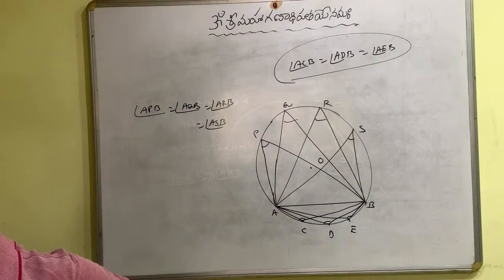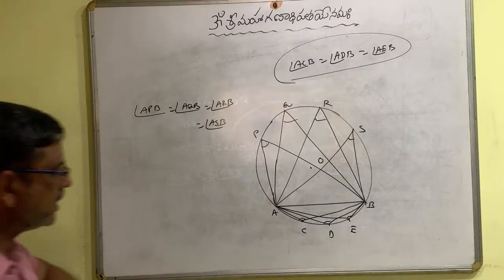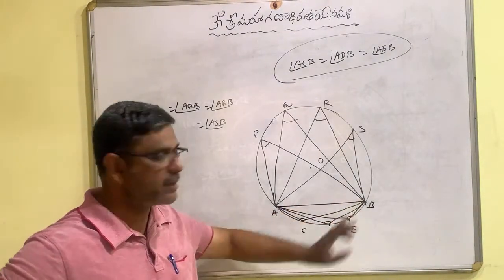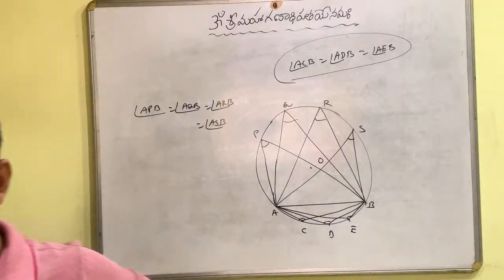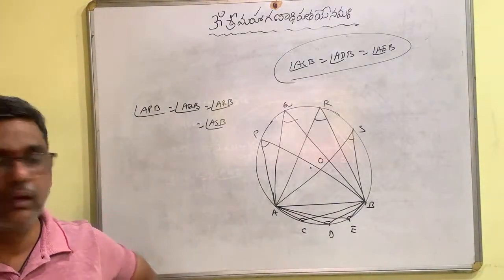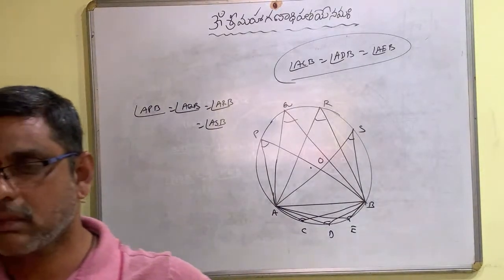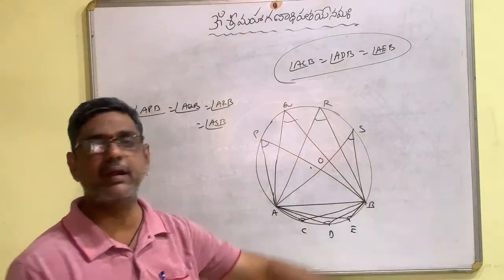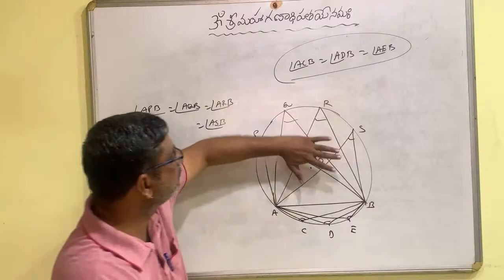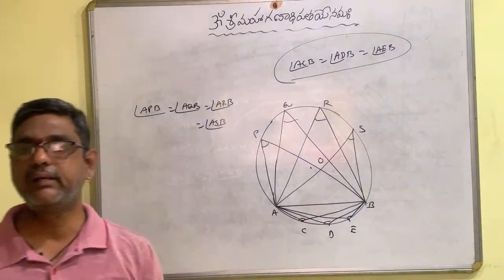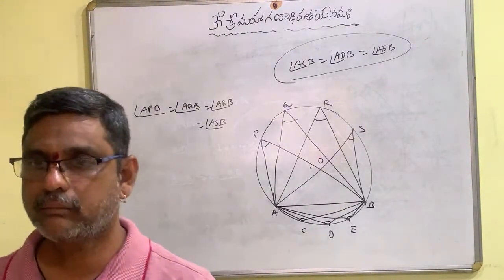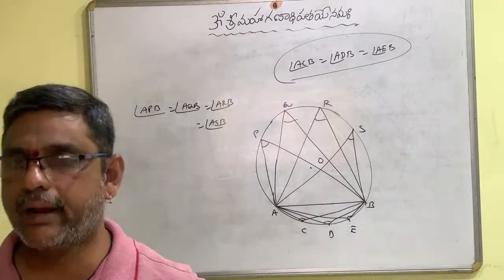Yes, they are equal. They are equal because these 3 angles are also subtended by the same chord AB in the minor segment. And these 4 angles are subtended by the same chord AB in the major segment. That's why these 4 angles are equal and these 3 angles are also equal. Okay na? Is that understood, children?